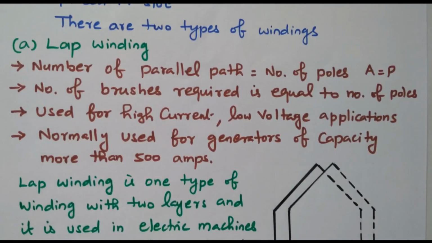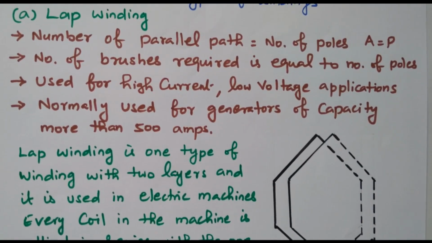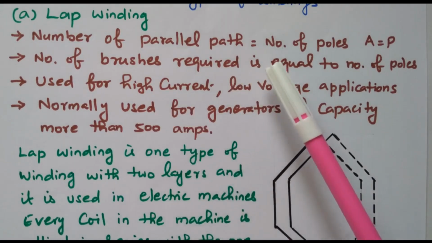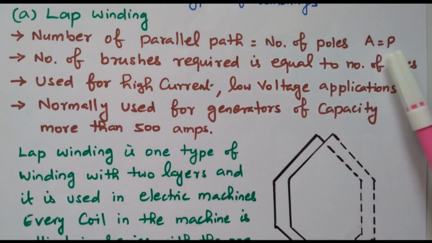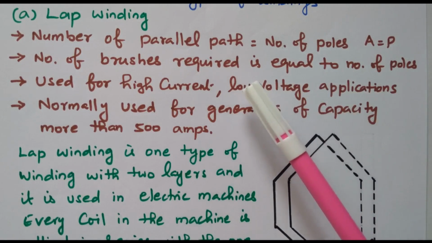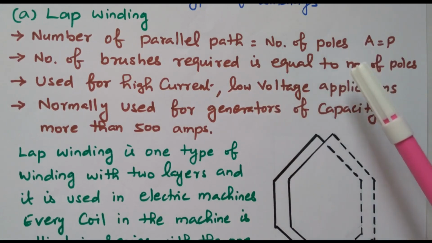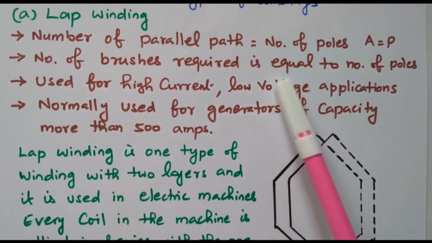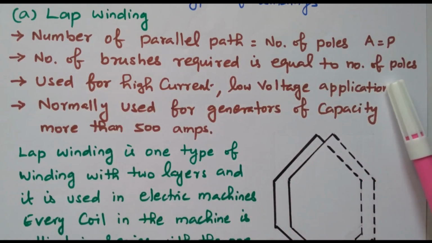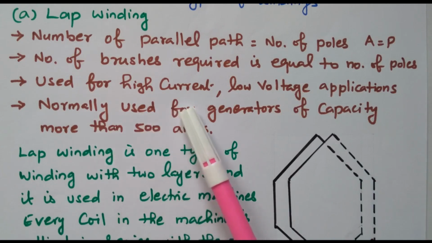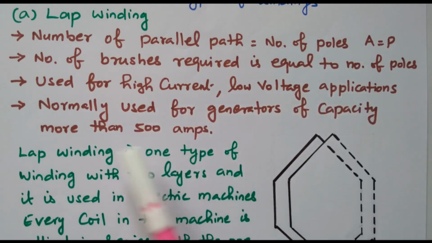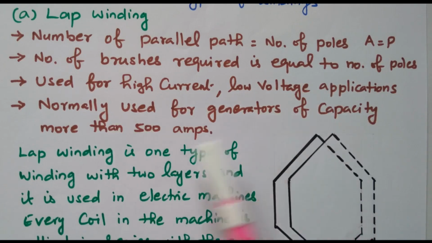So in this lap winding, the number of parallel paths equals the number of poles, that is A equal to P. What is the number of parallel paths? If n number of poles are available, n number of parallel paths will be there. 4 poles available means 4 paths will be available. The number of brushes required equals the number of poles. Used for high current, low voltage applications. Normally used for generators of capacity more than 500 amperes.